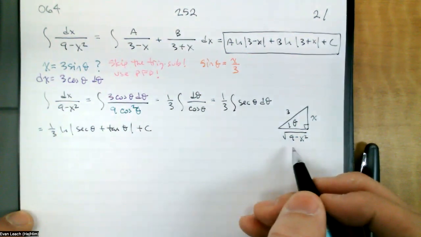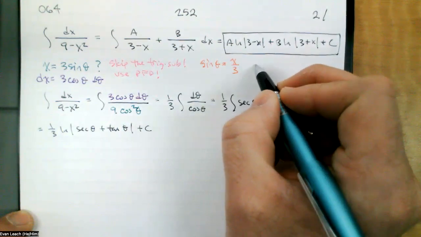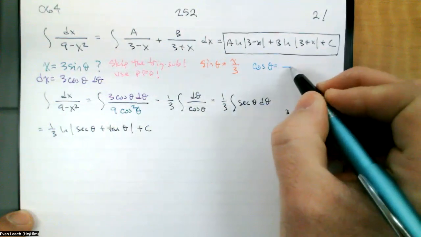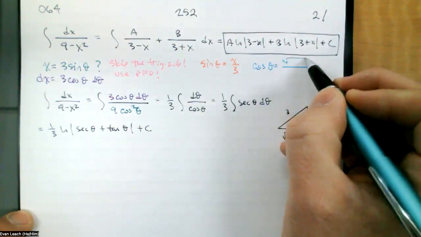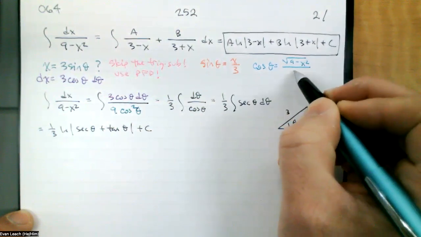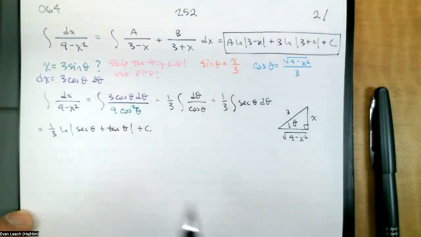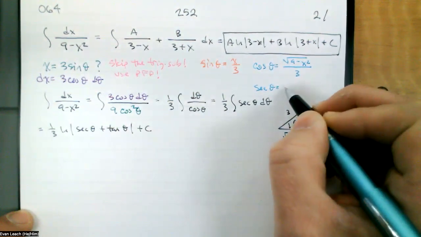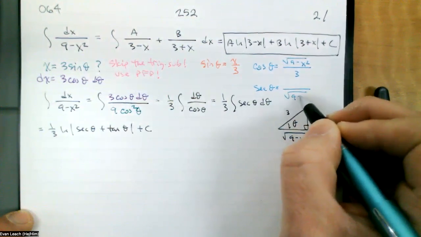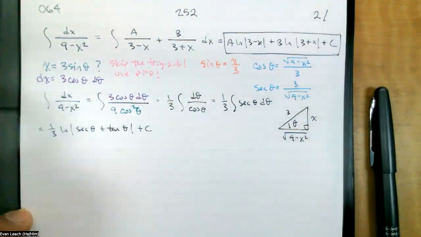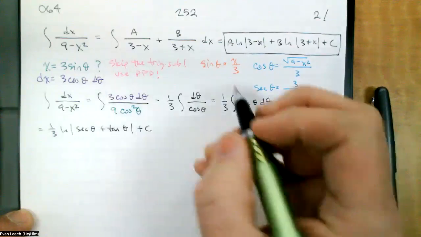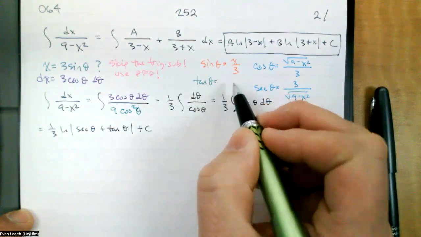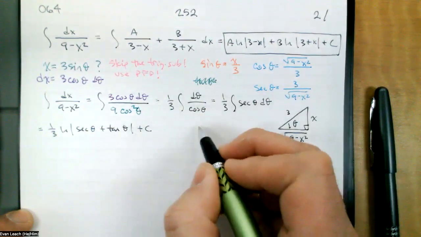So we can say cosine of theta is adjacent over hypotenuse. Oh, I don't need cosine, do I? But I do need secant of theta. And we will also need a tangent of theta, which is opposite over adjacent. I'm not going to fit it here. That was a little ambitious.